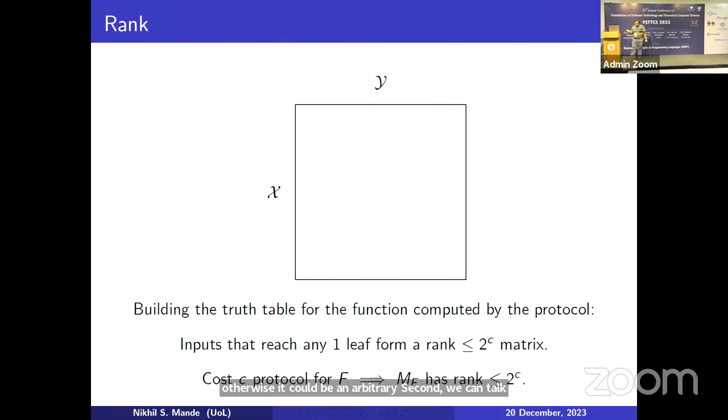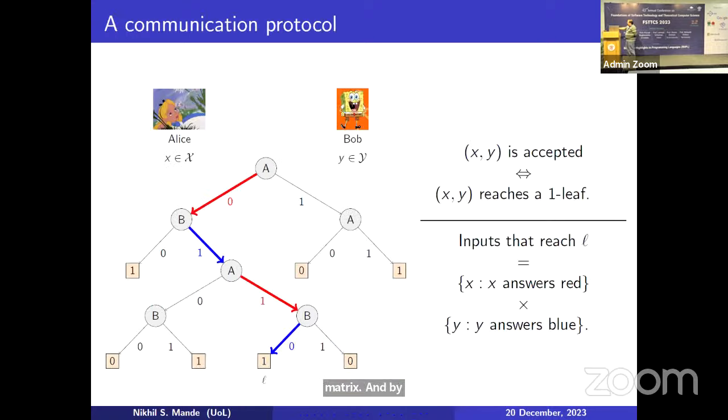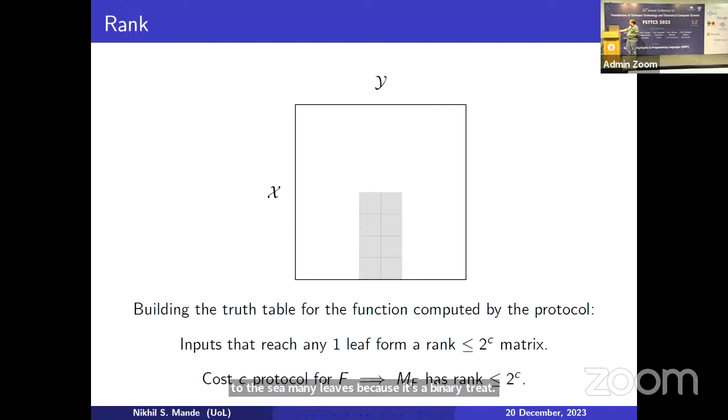So now the communication matrix is nothing but the sum of all rectangles corresponding to one leaves. And each of these rectangles, like I said, is a rank one matrix. And by subadditivity of rank, this implies that if you had a depth C protocol, depth is the cost of the protocol, you have at most 2^C many leaves because it's a binary tree. So your communication matrix has rank at most 2^C. So here we have already our lower bound technique for communication complexity.